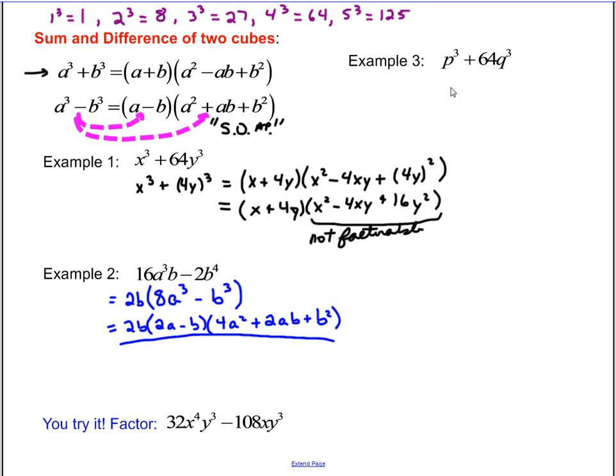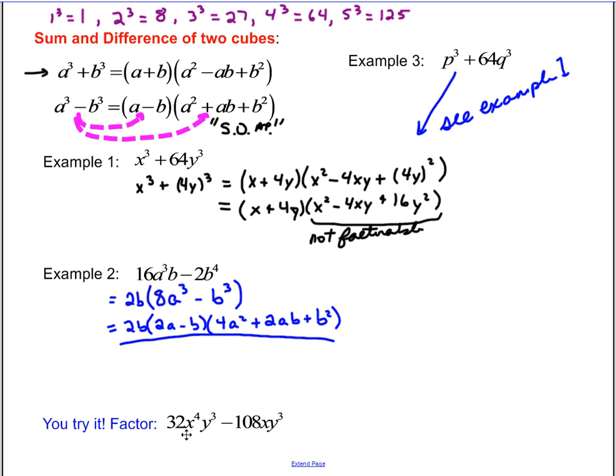All right, one more right here. We've got p cubed plus 64 q cubed. Well, that's really the same thing as this first one, isn't it? Yeah. Well, that means we're repeating ourselves. So I'm going to leave it at that. See example 1 here. But I'll have you try this one at the bottom.